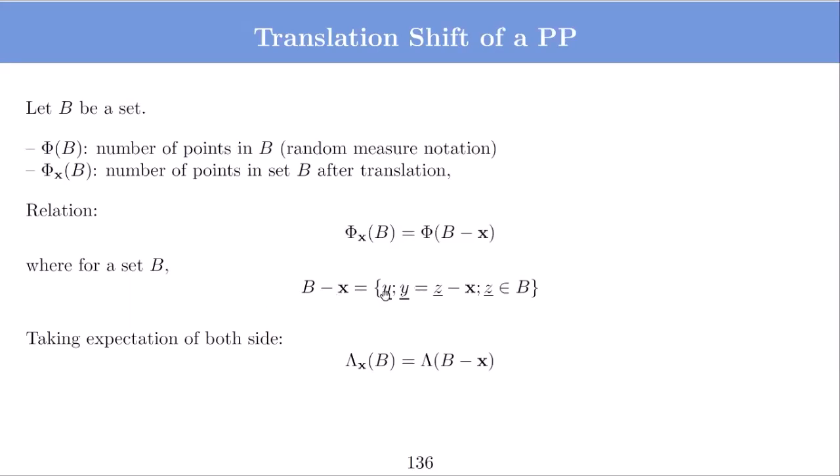And note, what is B minus x? B minus x is made from all vectors by taking vectors in B and then shifting them by minus x. So it is made from all y such that y is equal to z minus x, where z is each element of B. And if I take expectation on both sides, this will become lambda x of B is equal to lambda of B minus x. So if I want to relate them, the new intensity measure is equal to the old intensity measure of the shifted set B minus x.